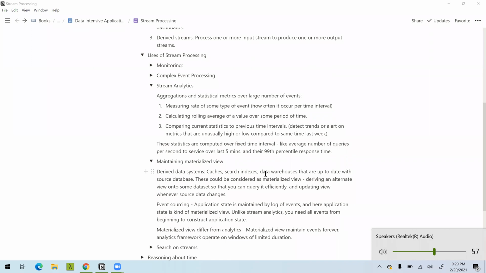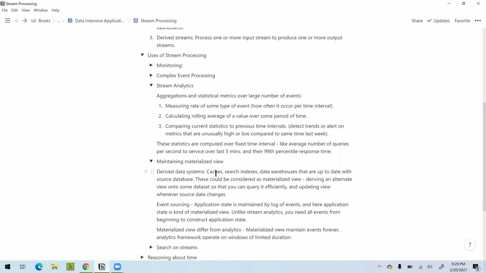So a materialized view is that whatever original source of data you had, you created another view out of it, and that view is kind of a denormalized way of your data, which is frequently used by you. To save your time and make your query faster, you have created a materialized view out of it. So all these derived data systems can be considered as materialized views.